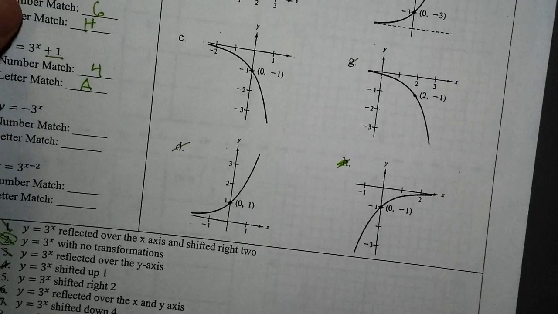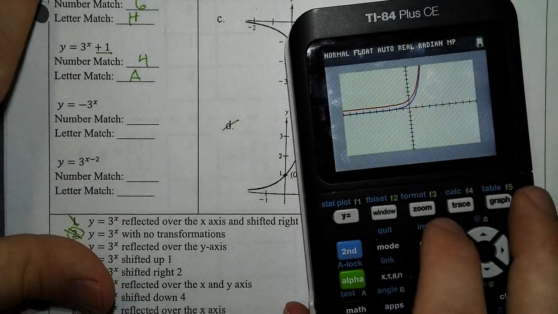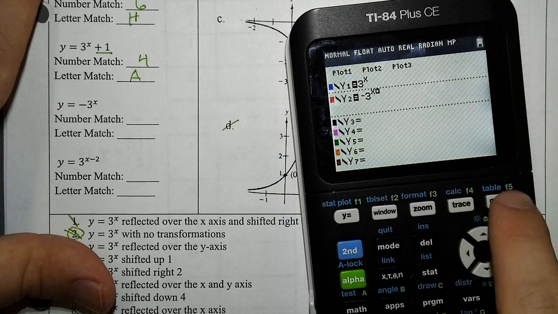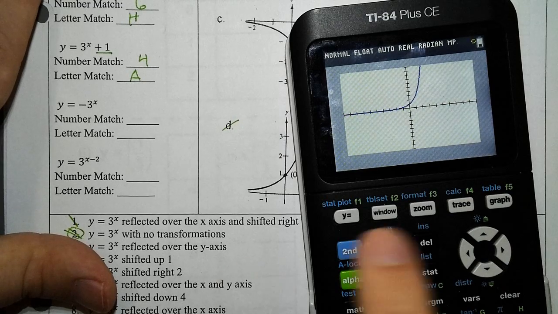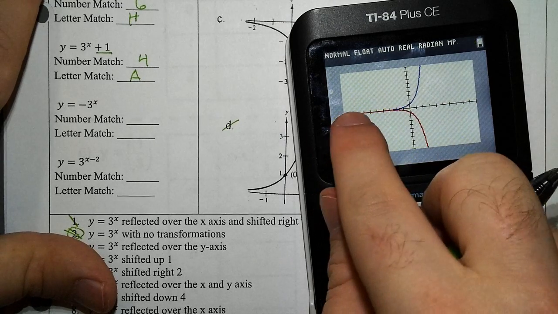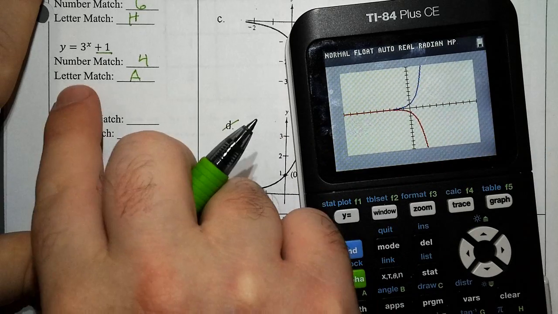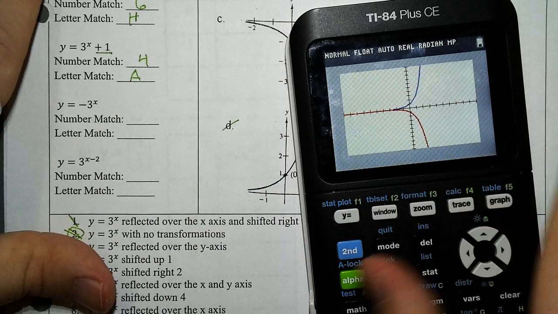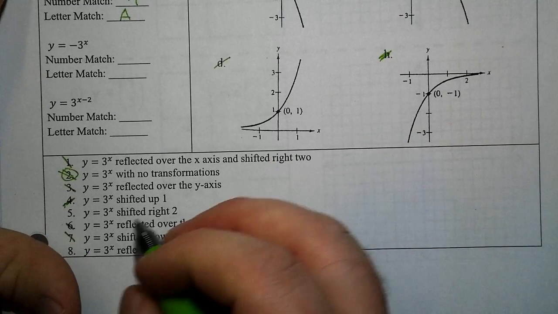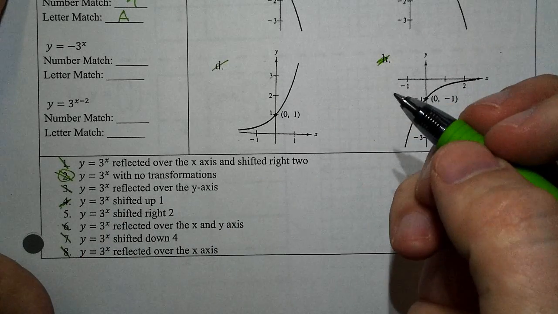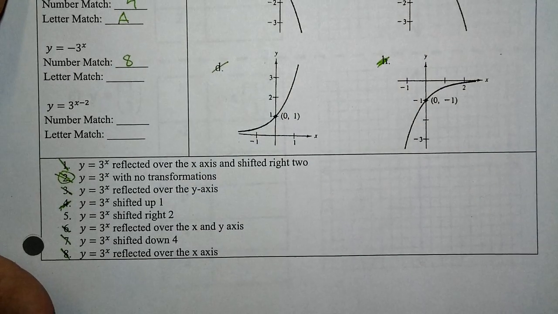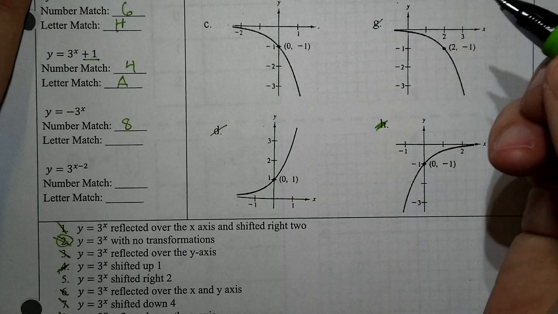All right, number 3, the next one, y equals -3x. So go back to this, let's erase this one. Type in -3 and then raise it to the x power. Hit graph. So there's our blue one, there's our red one. Looks like all it did when I changed this from a positive to a negative is flip over the x-axis. So that's going to be 8. Flips over the x-axis. And what letter does that match up with? That matches up with, looks like letter C.